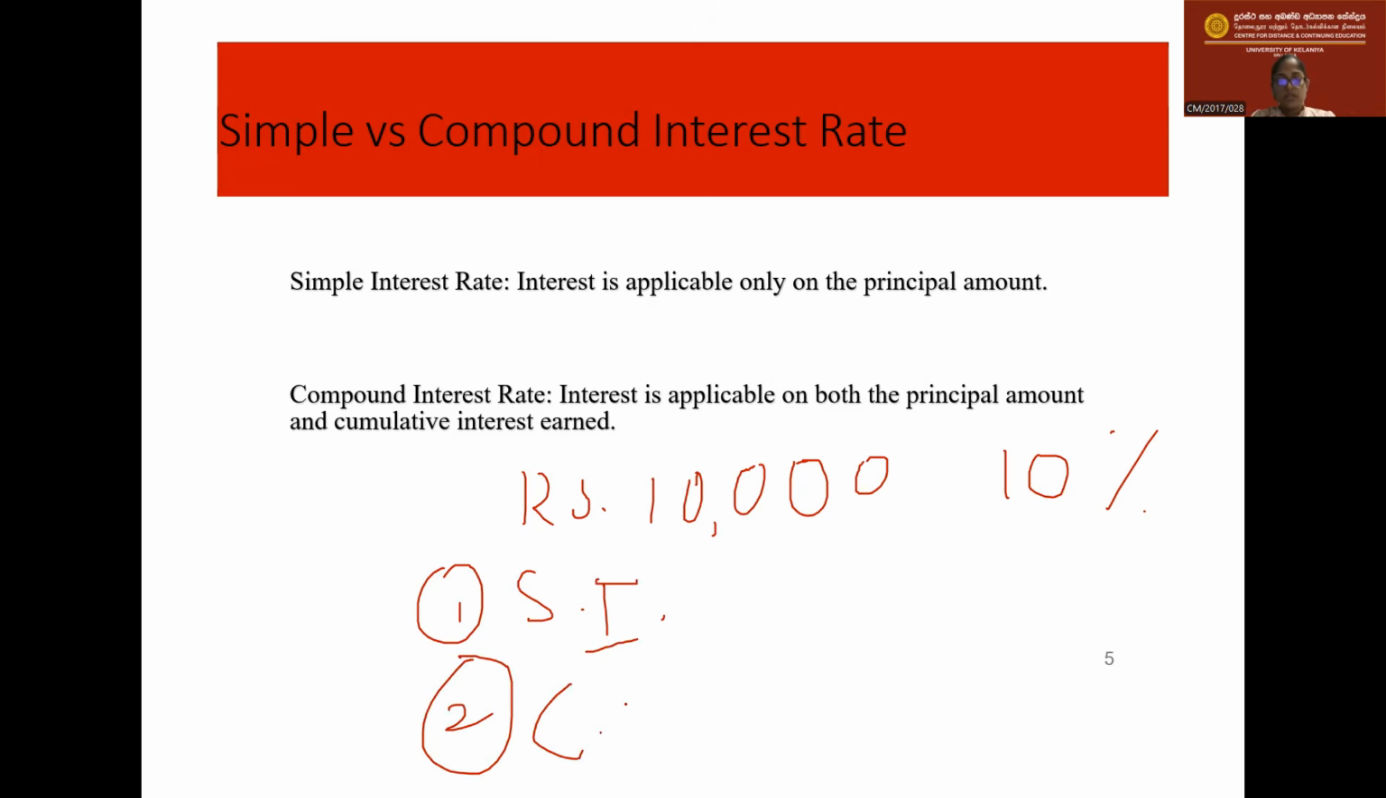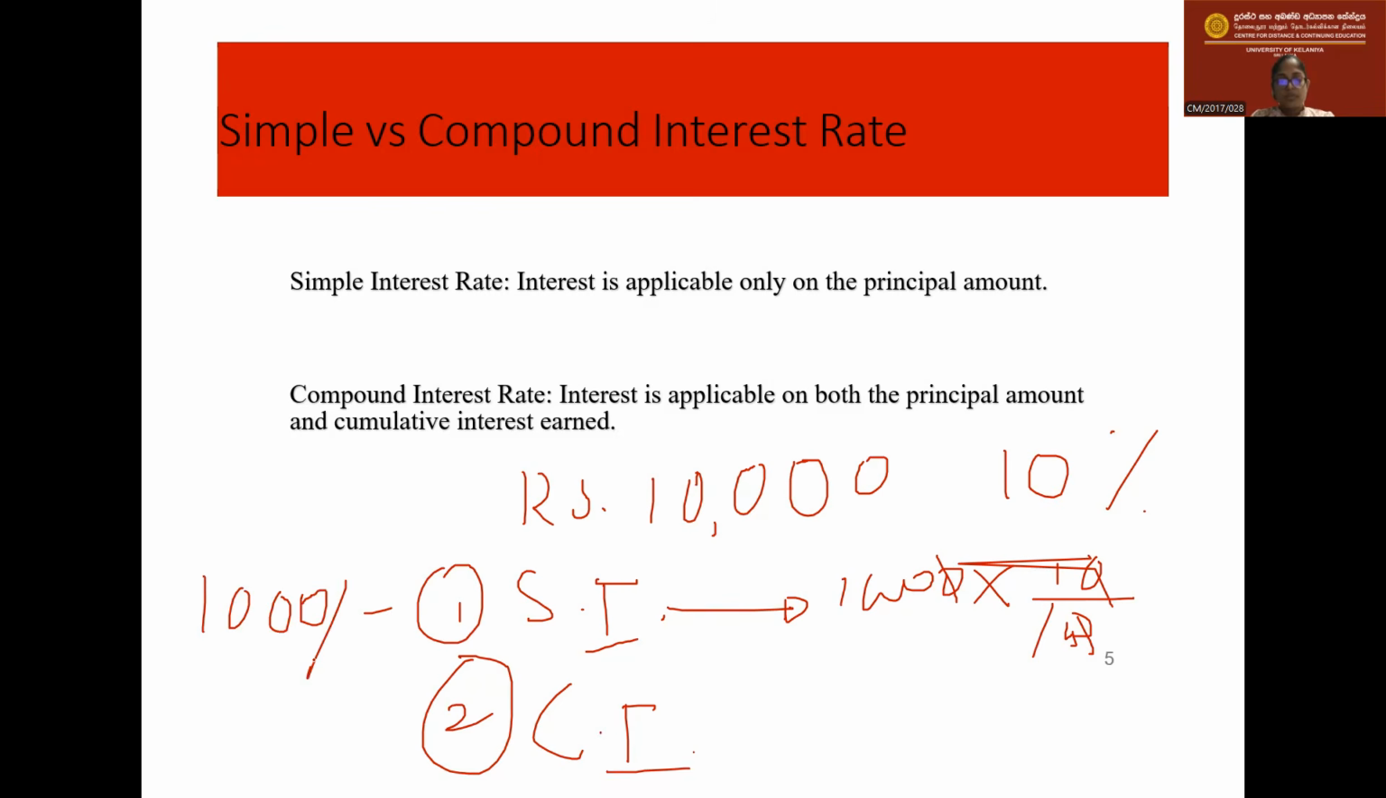Secondly, it asks you to calculate the compound interest, right? So what is simple interest in this scenario? Take your principal amount, apply the relevant interest rate for that. So what is the simple interest then? Only 1,000.